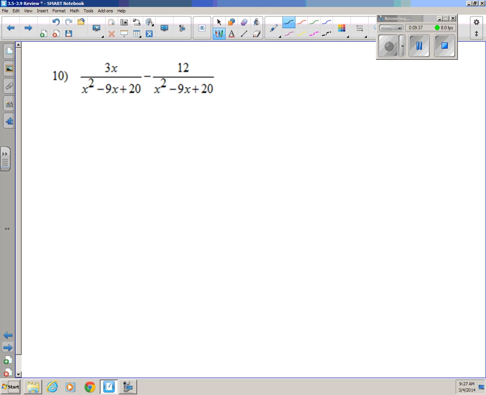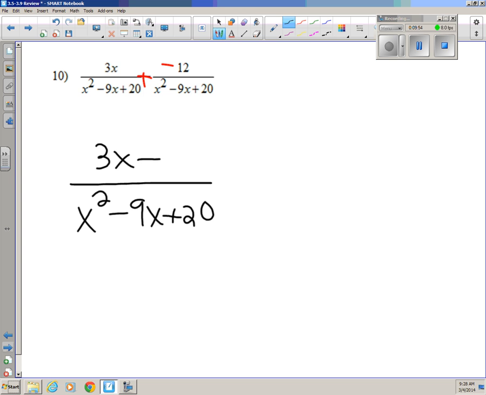Subtraction problem. It's subtracting of a monomial, so I'm not going to really worry about, well, actually, we've talked about this already. So subtraction goes to addition, you're going to add the opposite. So my common denominator, x squared minus 9x plus 20. My new numerator, 3x plus negative 12, or 3x minus 12.